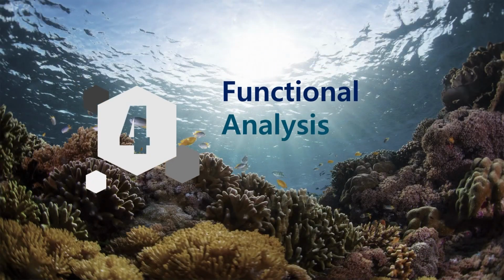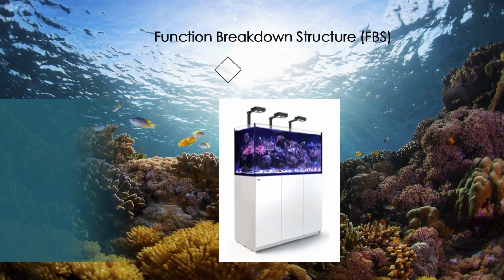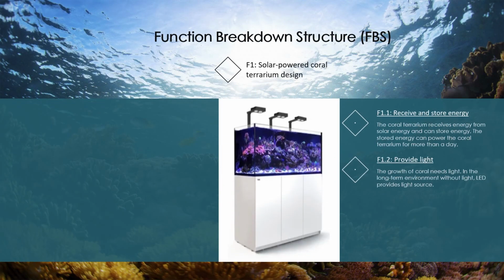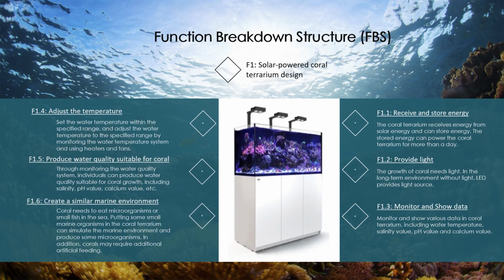4. Functional analysis includes function breakdown structure and function flow block diagram. For the function breakdown structure, also known as FBS, we have one main function, which is the solar-powered coral terrarium design. And we have broken it down into 6 small functions, which are namely receive and store energy, provide light, monitor and show data, adjust the temperature, produce water quality suitable for coral, and create a similar marine environment.